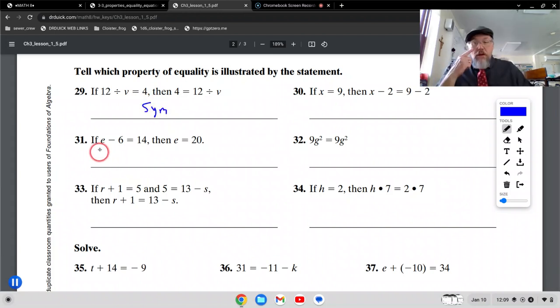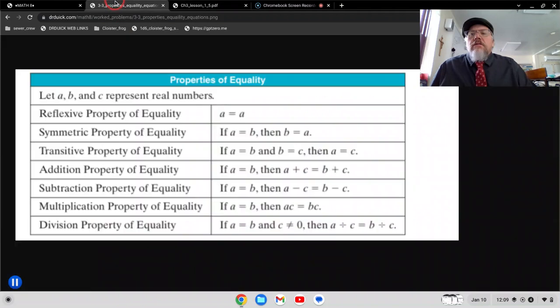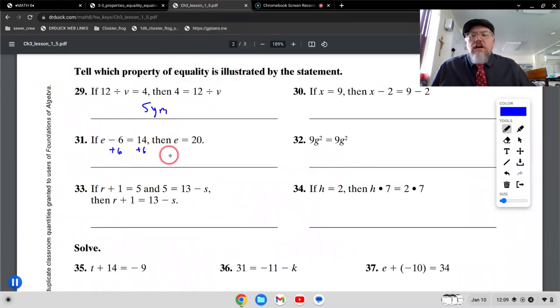Let's do 31. E minus 6 equals 14, then E equals 20. Well, what occurred here? Well, we added 6 to this and added 6 to this. So it must be the addition property, right? We just added 6. It's implied. You're not seeing it. So you're going to put down add, right? So I'm just going to write down add, ADD.